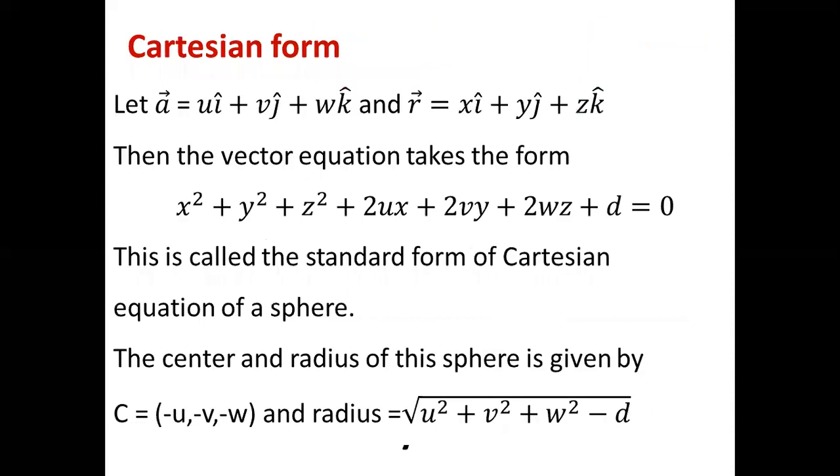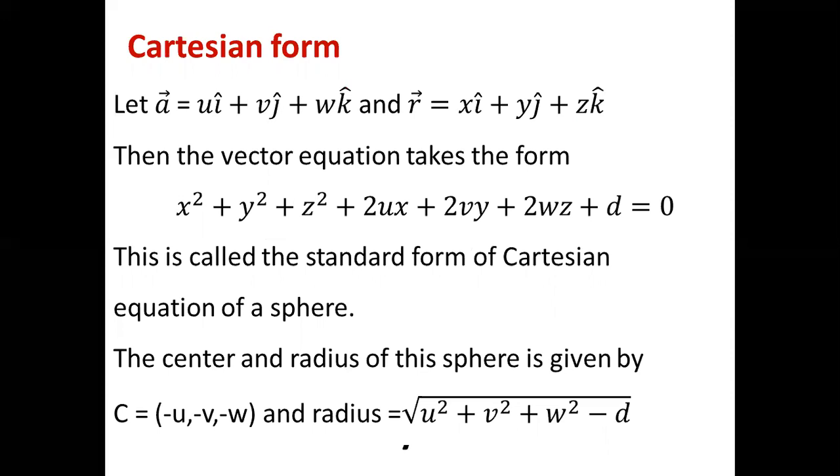Now let us learn the Cartesian form. For that, let us take vector a as ui + vj + wk and vector r as xi + yj + zk. Then the vector equation takes the form x² + y² + z² + 2ux + 2vy + 2wz + d = 0. This is by substituting the values of a and r in the previous vector equation of a sphere.